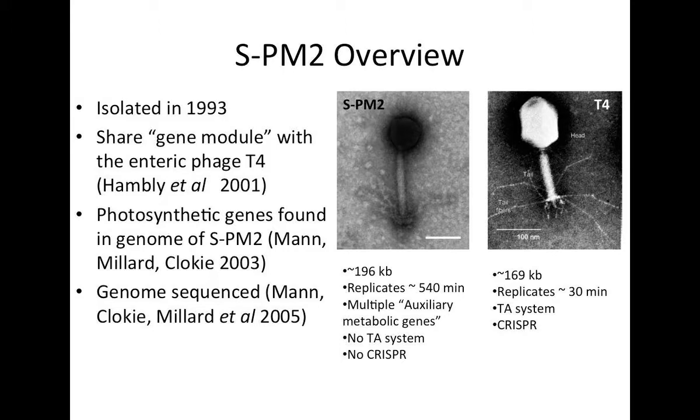It has a large number of auxiliary metabolic genes. It has no toxin-antitoxin system, whereas T4-like phages do. It has no CRISPR system in Synechococcus, whereas you get CRISPR systems in T4. So these environmental phages are quite different.